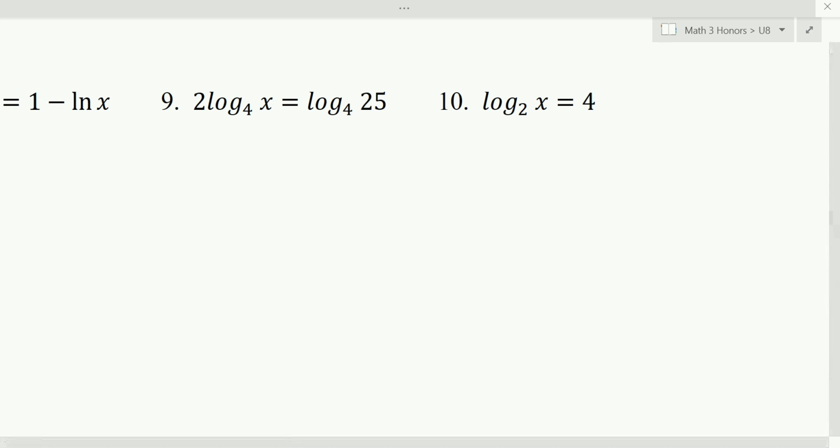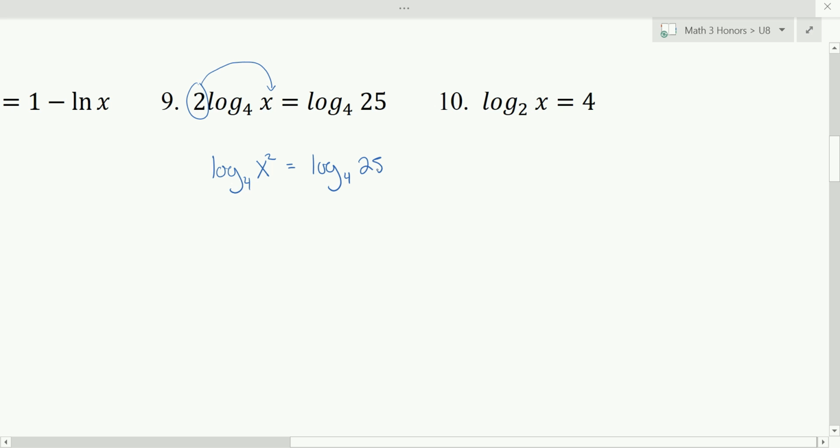So can I drop the log of both sides? Why not? The 2's in front. So we have to deal with the 2. Make it the exponent. We get log base 4 of x squared is log base 4 of 25. Now can I drop the log base 4? So we end up with x squared is 25. And then I get x is what?